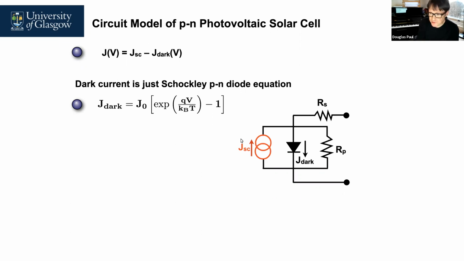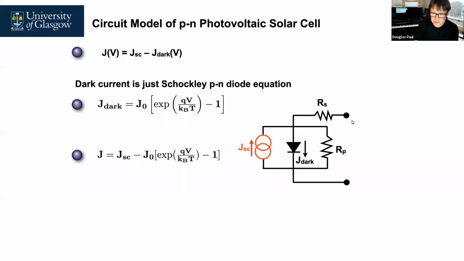Now, to actually do this properly for a real circuit, what we also have to think about is adding a series resistance and a parallel resistance in the equivalent circuit. So first we just take this and we swap it around. Well, we want to put it into this equation. So our current is now the short circuit current density minus the Shockley PN diode equation.